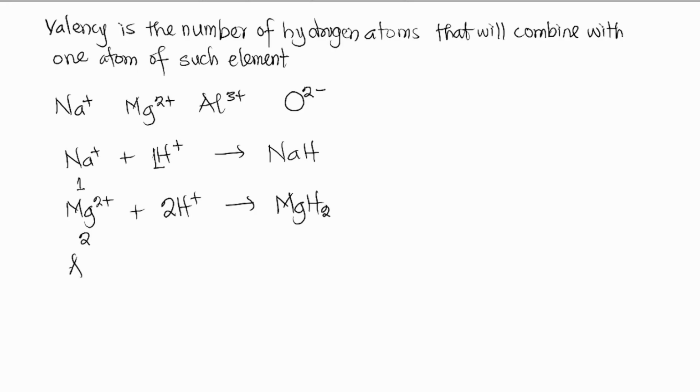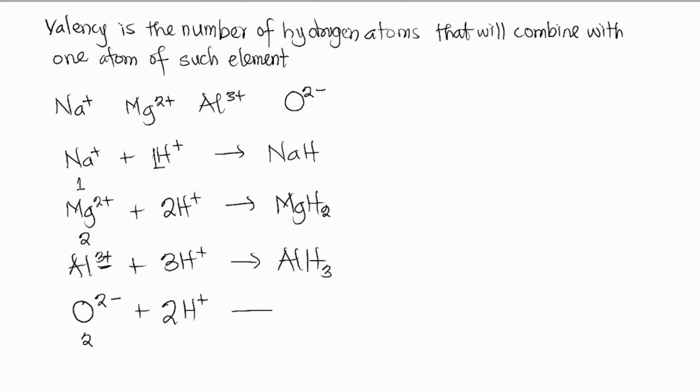If it were aluminium, because the valency of aluminium is 3, we would need 3 hydrogen atoms to combine with aluminium to form aluminium hydride. Now, if oxygen combines with hydrogen, because the valency of oxygen is 2, we will need how many hydrogen atoms? Yes, you guessed right, 2 hydrogen atoms to form the compound dihydrogen oxide, that is popularly known as water.